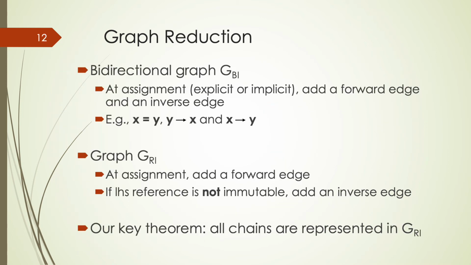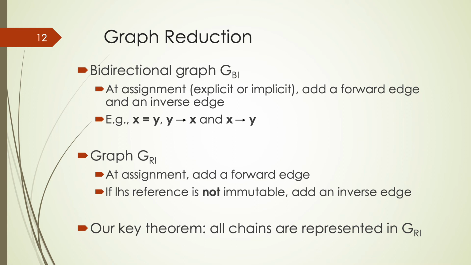We construct the standard bidirectional graph GBI as follows. So at each statement, we add a forward edge and an inverse edge. For example, at x equals y, we add a forward edge from y to x and an inverse edge from x to y. We construct our graph GRI as follows.